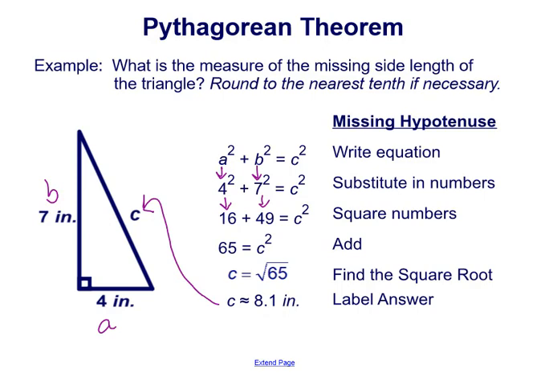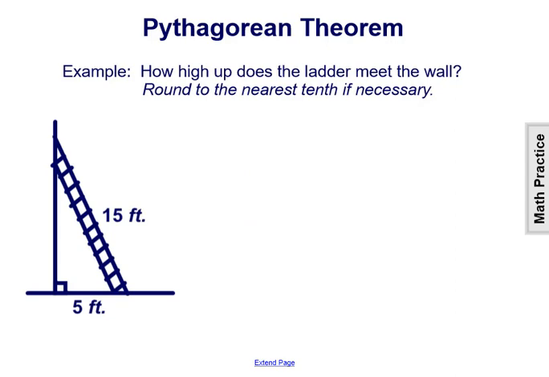Now, sometimes you'll get an example where you have to find the missing side length of a triangle, but the directions don't outright say that. We can use the Pythagorean theorem to help us solve application problems by finding a missing side length. It's just not as obvious as it was in the last two examples. You can see here the directions just say how high up does the ladder meet the wall, round to the nearest tenth if necessary.